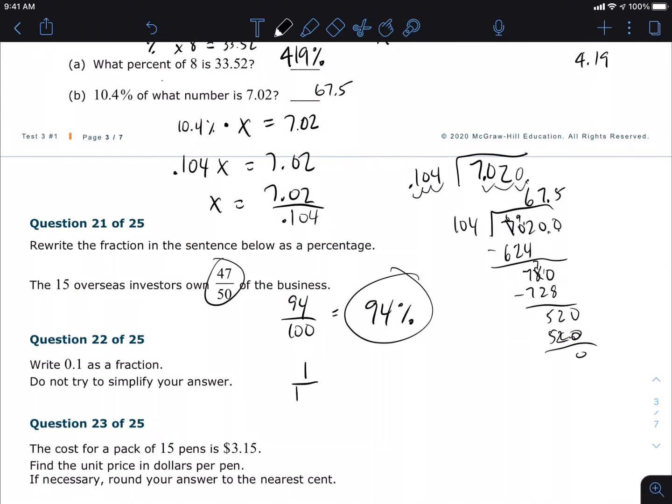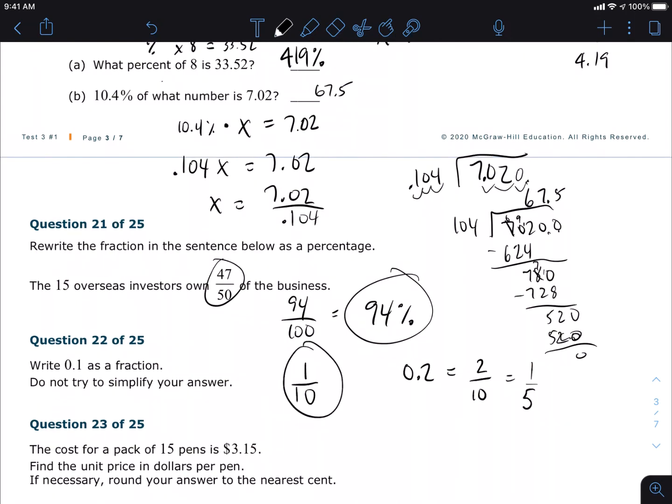0.1 is the same as 1/10, and it's because we're in the tenths place. Had it been 0.2, it would have been 2 over 10, which would have changed to 1/5. Does that make sense? If I had something like 0.2, it's in the tenths place, so it's still 2 over 10, but that can be reduced to 1/5. We okay with that? Okay. So there's the fraction for that one.